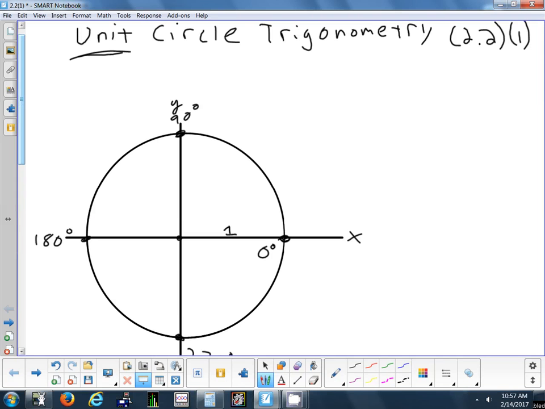That's all a unit circle is. It's a circle that has a radius of 1 unit. Or you could say diameter of 2. But usually we say radius of 1.